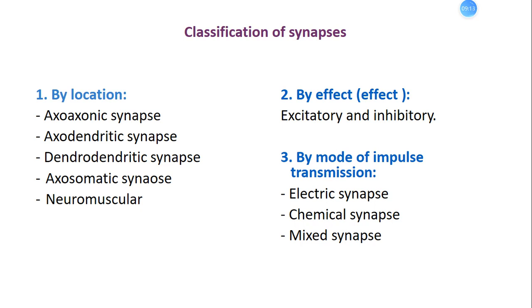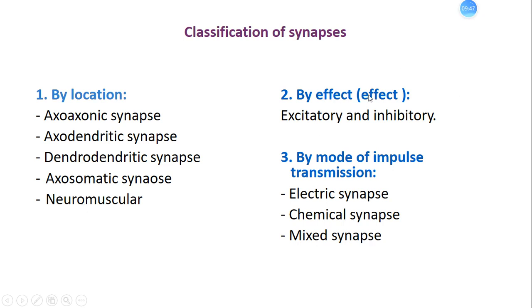Here we have a classification of synapses. By location we have axoaxonic synapses, which are between the axons of two neurons, and we have axodendritic synapses, where one axon of one neuron synapses with the dendrite of the next neuron. And again, we have dendrodendritic and axosomatic. Soma means body: one axon of one neuron synapses with the body of the next neuron. And we have neuromuscular synapses, or neuromuscular junction, where the axon of one neuron synapses with muscle tissue.